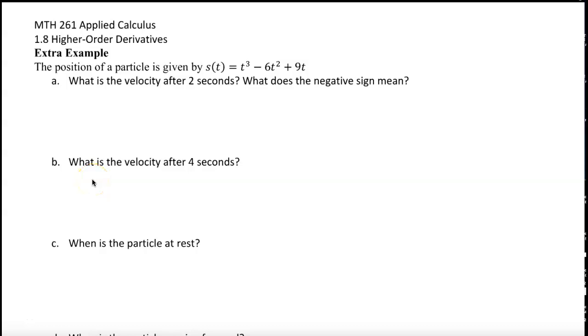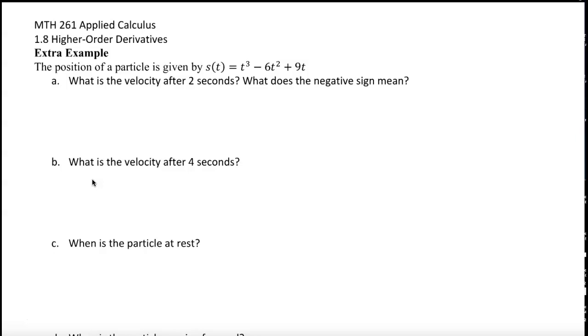So this video is an optional one, an extra example. The position of a particle is given by s of t equals t cubed minus 6t squared plus 9t. So if we want to know where a particle is located at any given second, we're going to plug it in right here into s of t. So A is asking that.